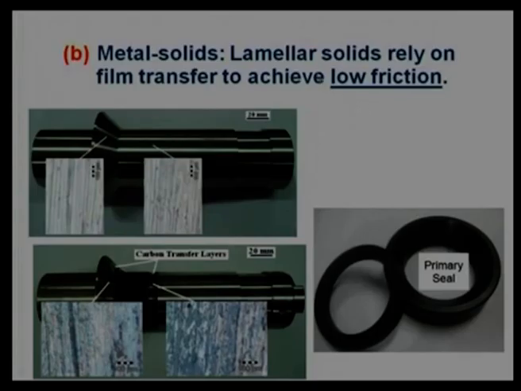So, this is what we call the lamellar solid. These materials are generally transferred, so layer by layer can be removed from the material. Once they get transferred onto the metal surface or the component surface which is interacting, they remain there at that interface for some time before they dislodge or are removed from the surface. So, we say that lamellar solids rely on a firm transfer to achieve a low coefficient of friction.